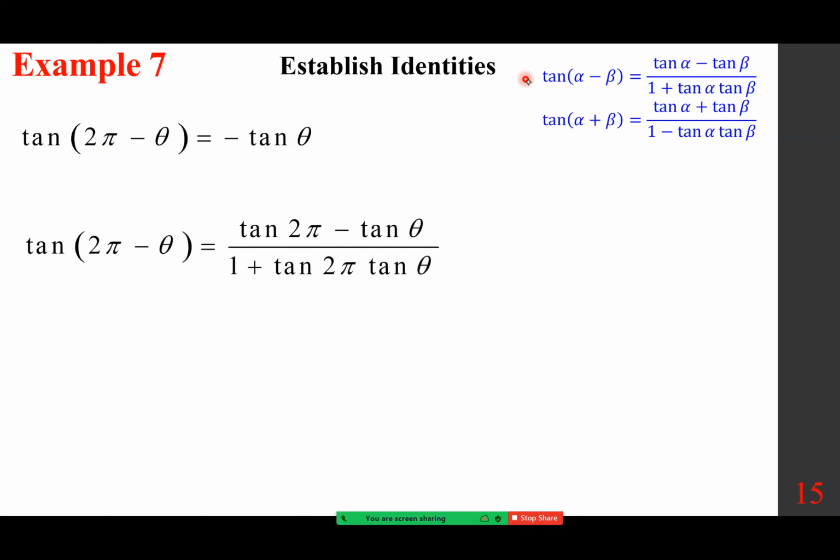We use this formula. As you know, tan of 2 pi is 0. Let's replace it with 0. And therefore, the top becomes minus tangent theta and the bottom becomes just 1. And we proved it. Minus tan theta. We are done.